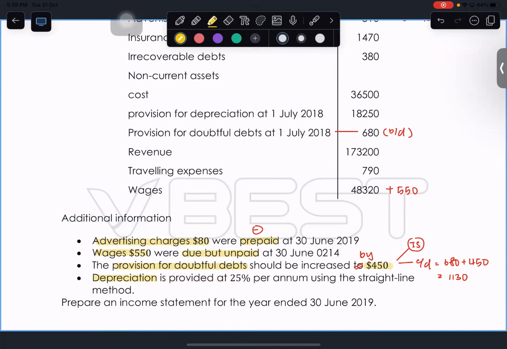Depreciation is provided at 25% using the straight line method. Straight line method means I just use my cost multiplied by the percentage. Straight line, just use cost multiplied by percentage.